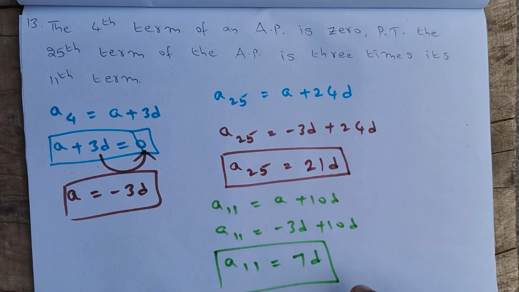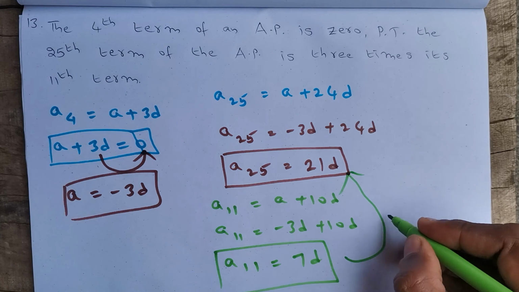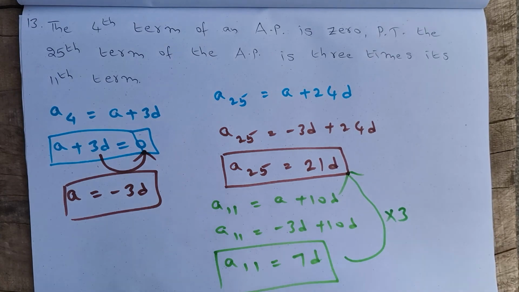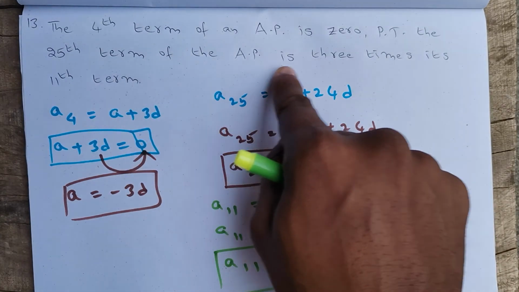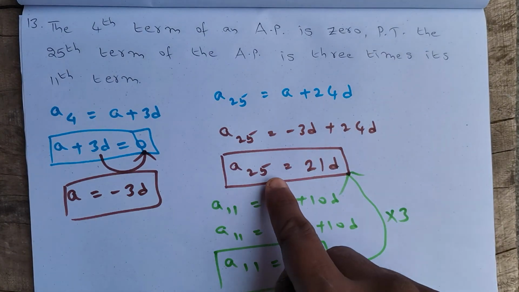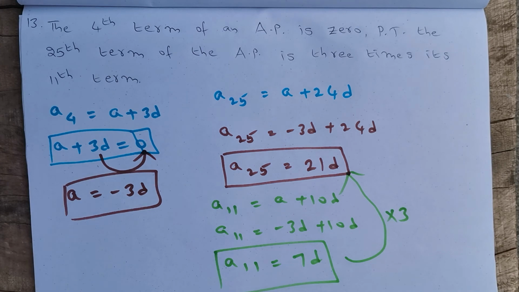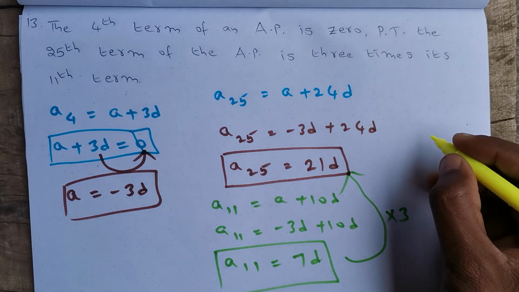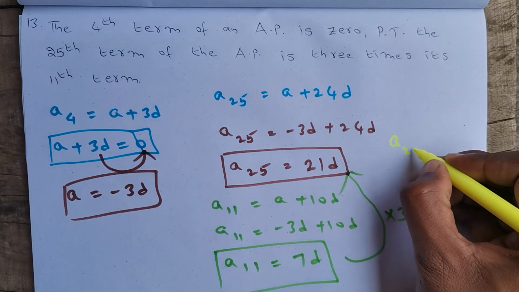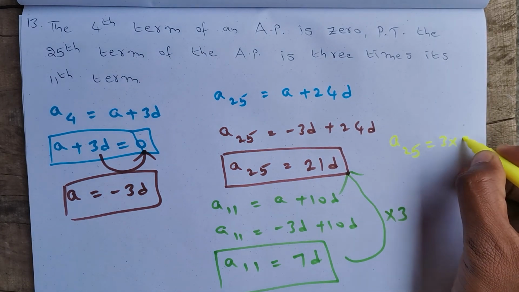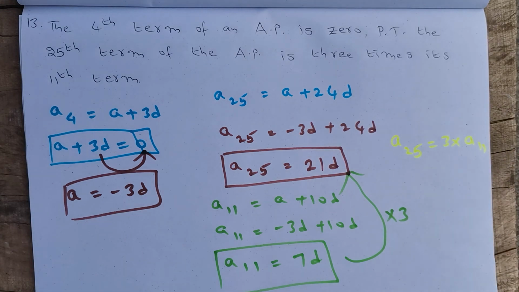So now if we compare this A11 and A25, A11 is 7d, A25 is 21d. For 7d, if I multiply with 3, we will get 21d. So what is asked, prove that the 25th term is 3 times its 11th term. Yes, the 25th term is 3 times the 11th term. So we can conclude that A25 is equal to 3 times A11. The 25th term is 3 times the 11th term.